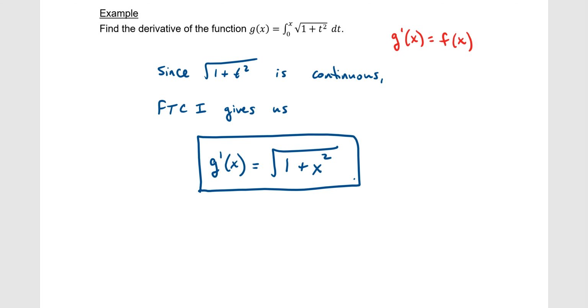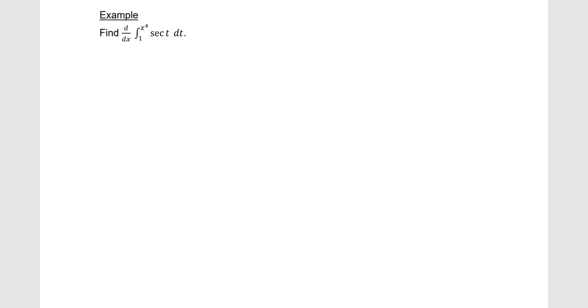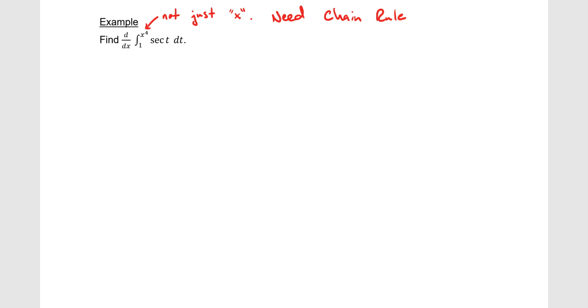Okay, so it's as simple as that for that problem. Let's see another example here. We want to find d dx of the integral from 1 to x to the fourth of secant t dt. Okay, so we have to be careful because this upper bound is not an x. When that happens, we are going to need the chain rule. Notice how the lower bound is a 1, it's not a 0 here. That will not affect these types of questions.